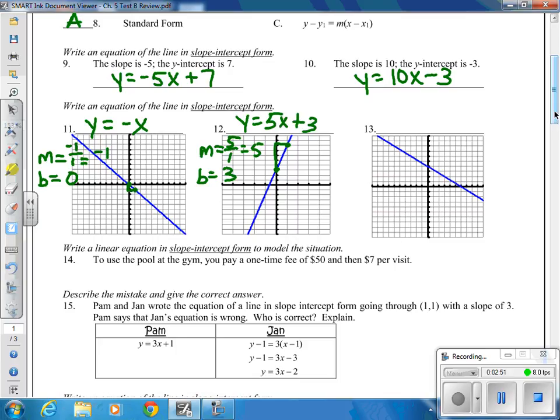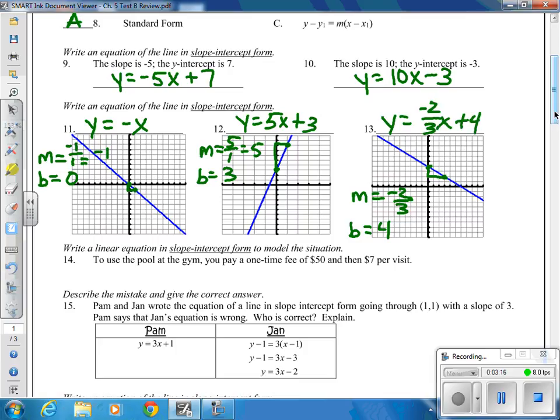Okay, go to number 13, same thing, identify your points. There's one right here, and the next one would be right here. Right, I notice that this line is going downhill, so my slope needs to have a negative sign in it somewhere. I'm going down 2 and right 3. That would be negative 2 over positive 3, or negative 2/3. My b value that it hits the y-axis is at positive 4. So my final equation, y equals negative 2/3 x plus 4.